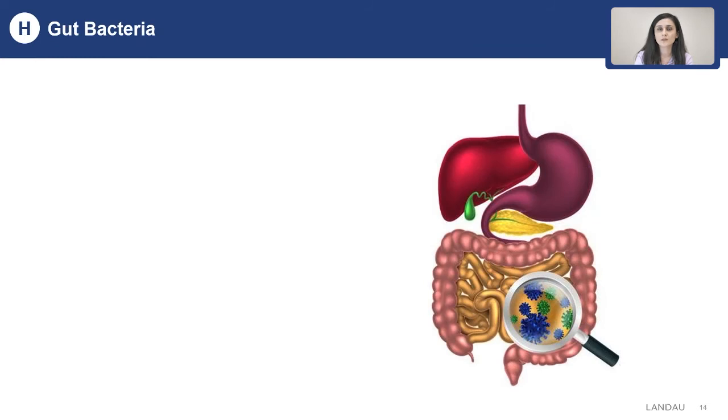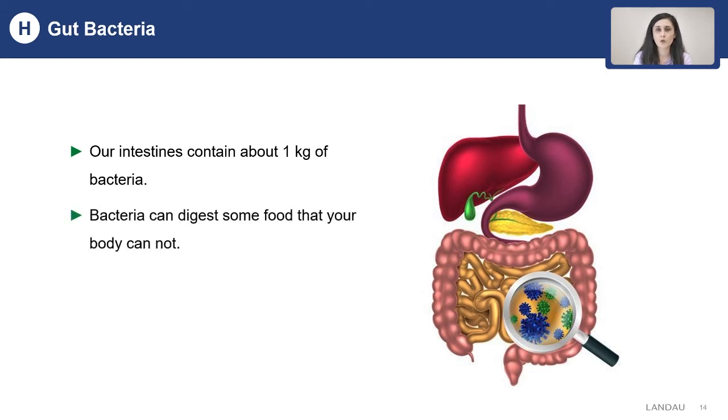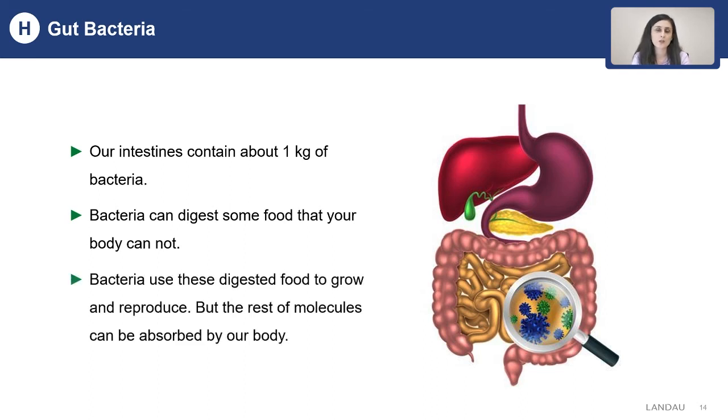Let's now talk about the importance of gut bacteria. Our intestines contain about 1 kilogram of bacteria, which are useful small microorganisms, and if there are any food molecules our enzymes cannot break down, these microorganisms are going to break them down. They will also use digested food molecules to grow and reproduce, since they are also living organisms and they require food nutrients, but the rest of the molecules will be absorbed into our bloodstream.